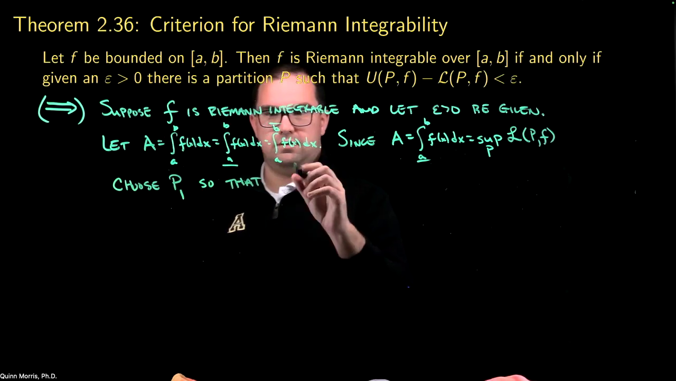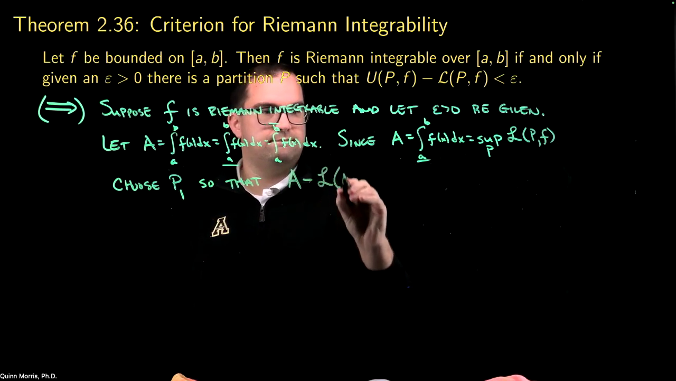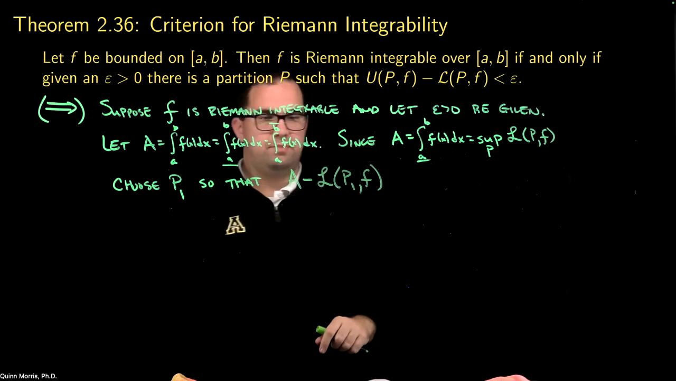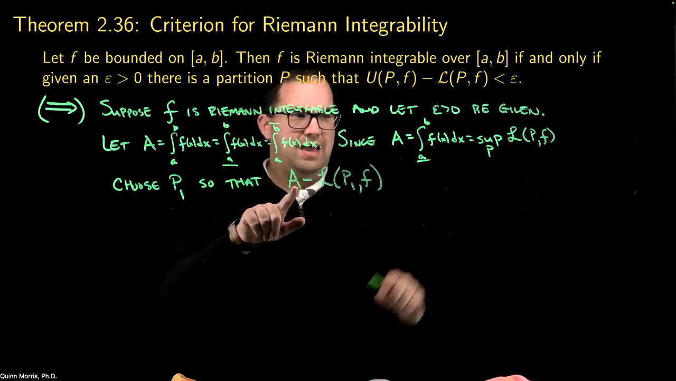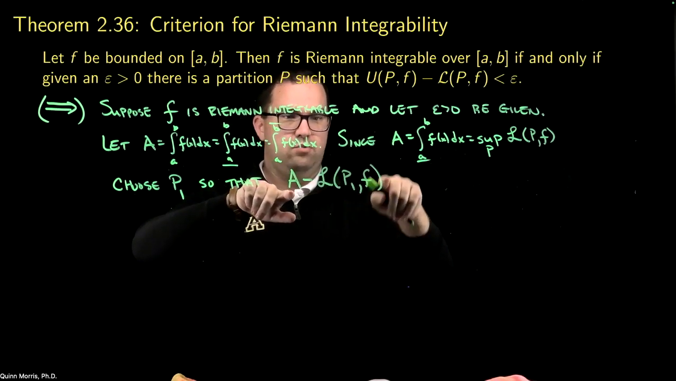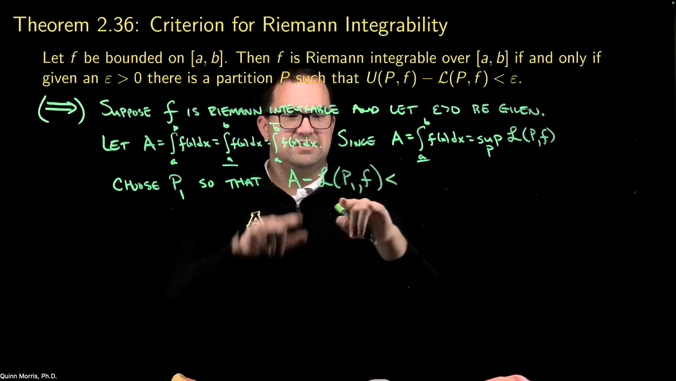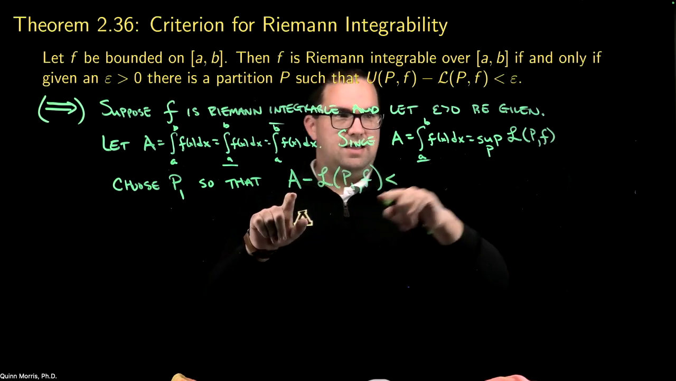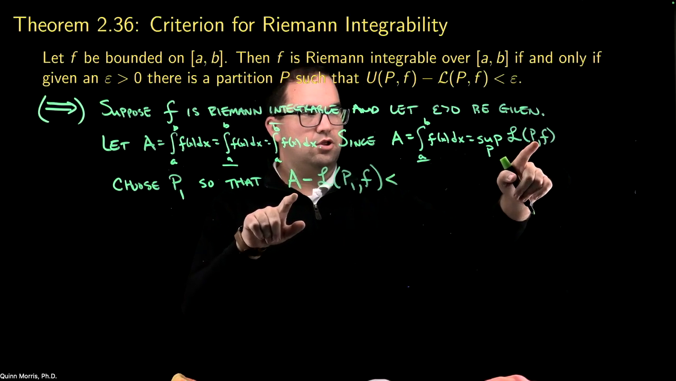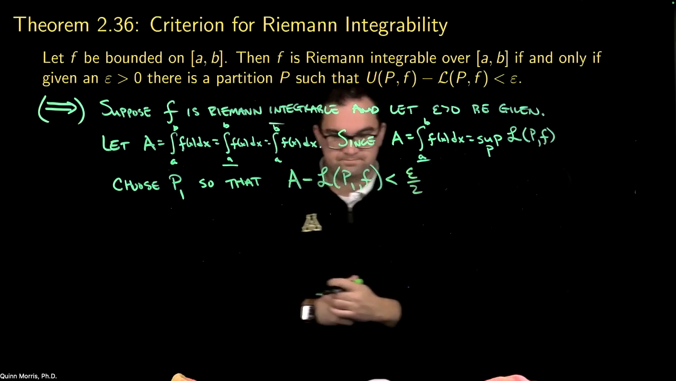So if I look at the difference between A and the lower Darboux sum of F over P1, notice that A, because it's the supremum of all these things, is an upper bound. It's always going to be greater than or equal to any one of the particular lower sums. But I can choose this so that the difference is as small as I would like, because A is defined to be the supremum of all of these things. So I can choose a particular partition that gets as close as I would like to this. I want to make it within epsilon over 2.